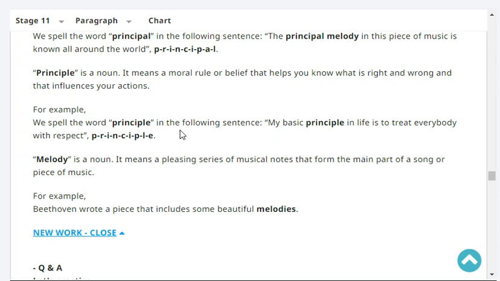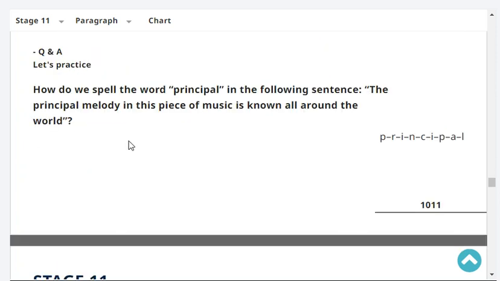The word melody is a noun. It means a pleasing series of musical notes that form the main part of a song or piece of music. For example, Beethoven wrote a piece that includes some beautiful melodies. Let's practice. How do we spell the word principal in the following sentence? The principal melody in this piece of music is known all around the world.